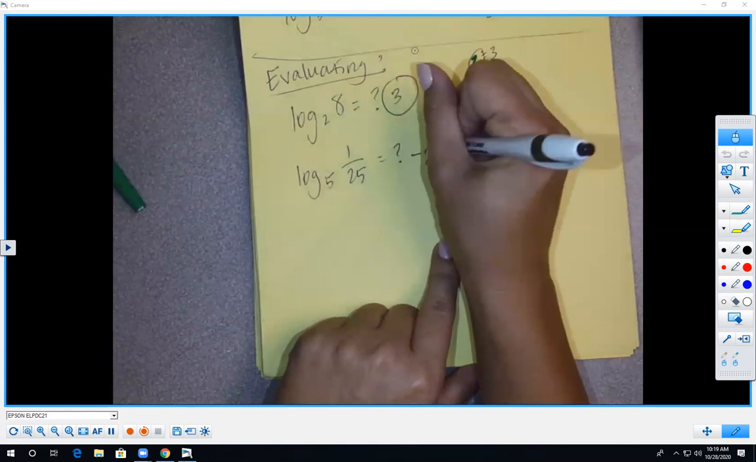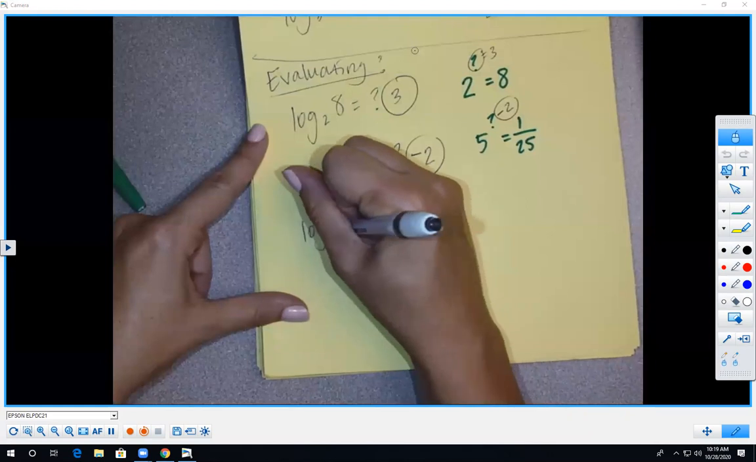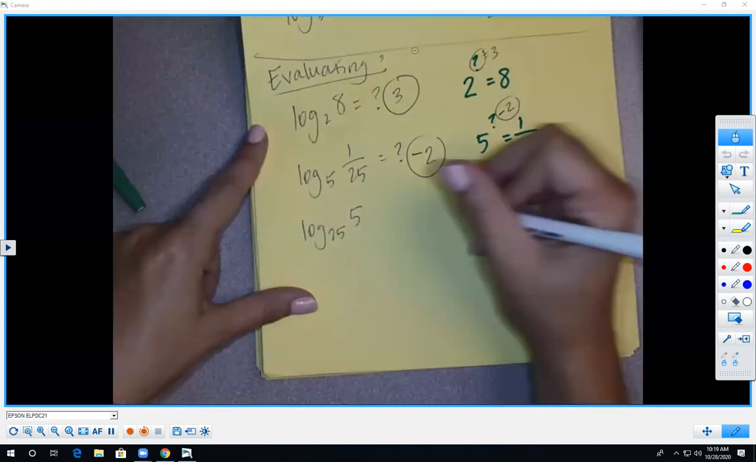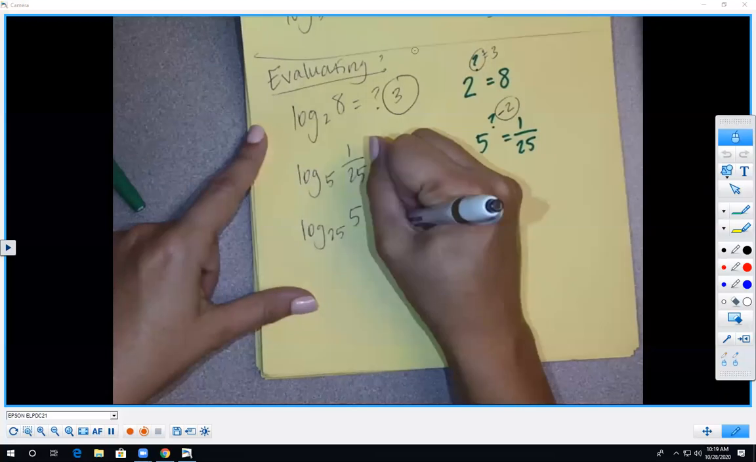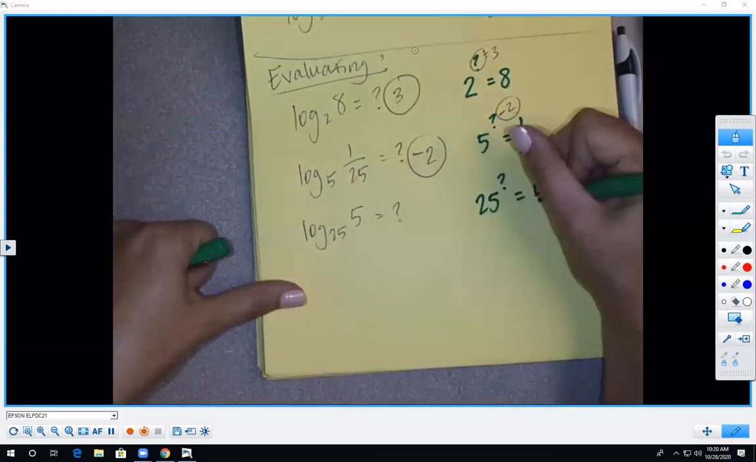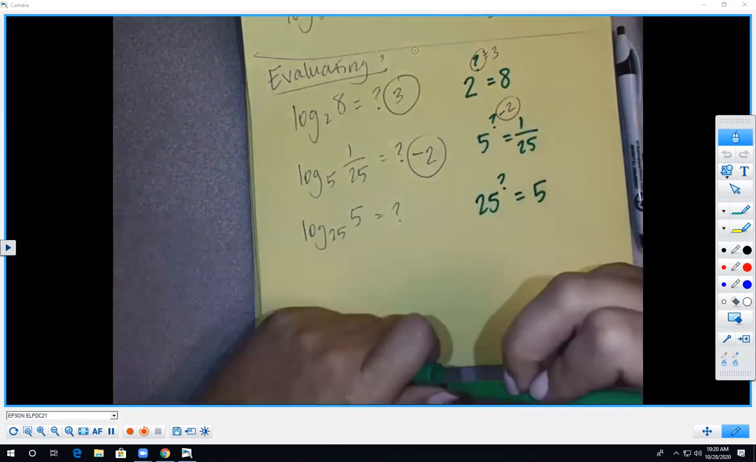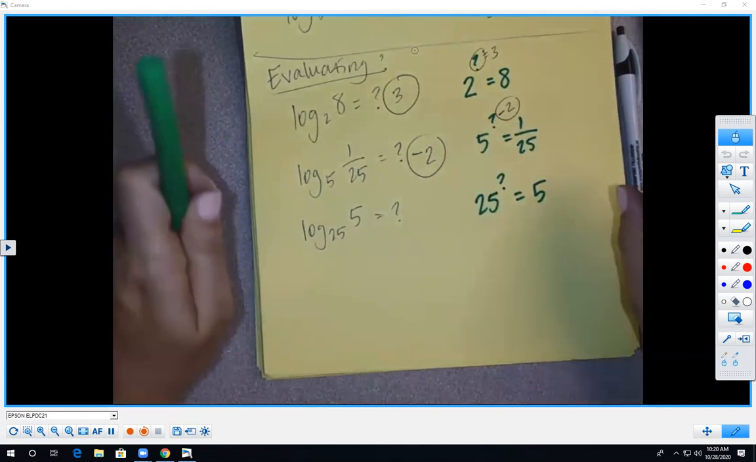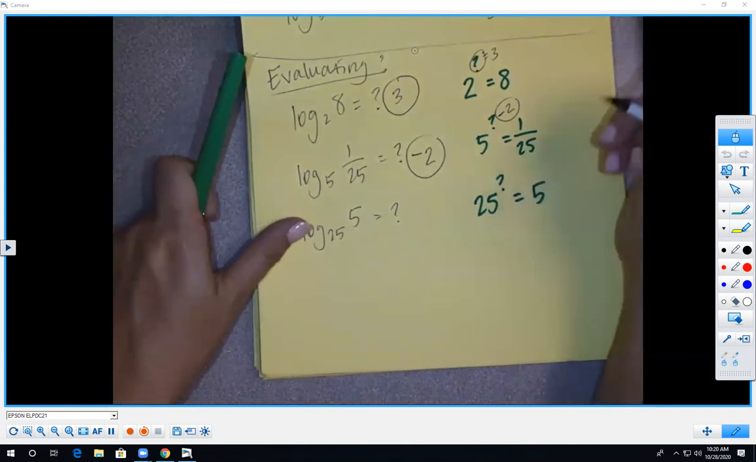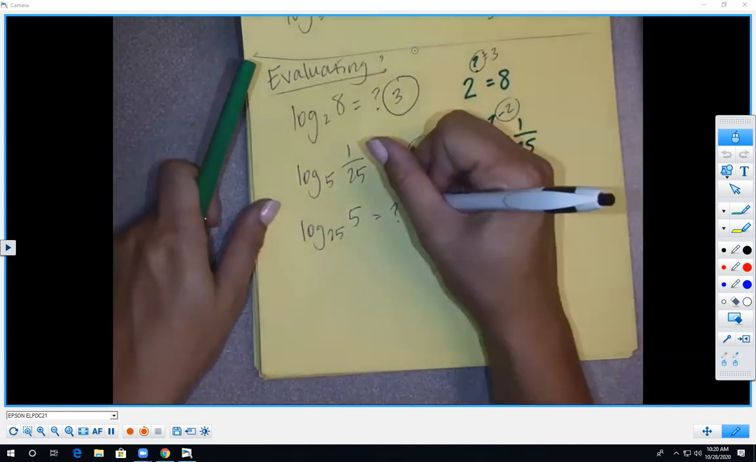What about if I had log base 25 of 5? If you change forms there, that says 25 to what power equals 5? How do I get from 25 to 5? You have to take the square root, right? Square root of 25 is 5. And the power for taking the square root is the 1/2 power. So this would be 1/2.